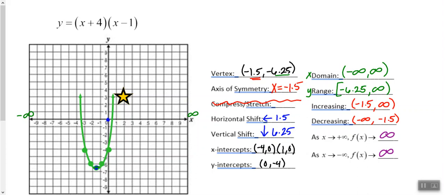So the graphing was a little bit of review as far as domain, range, increasing, decreasing, end behavior, x and y intercepts. We did have something a little new in the vertex and the axis of symmetry, and then a slight review with our transformations, with the shifts.